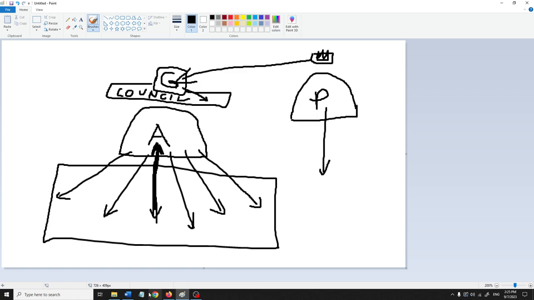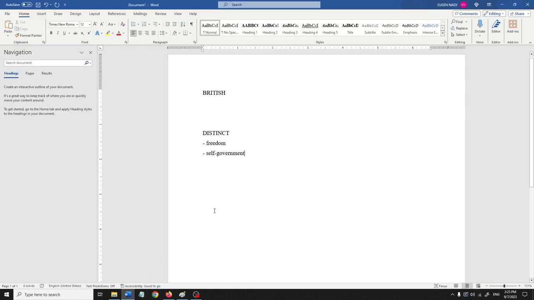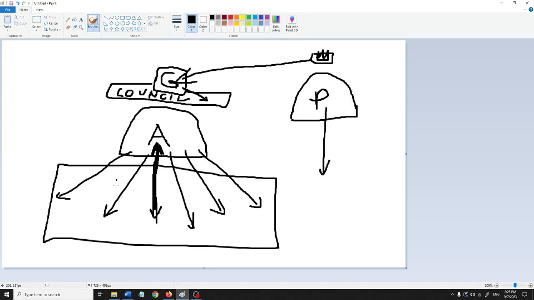So they had these institutions of self-government that allowed them to self-govern, and this assembly was also the institution that not only passed laws but also had the right to collect, and did collect, taxes from the population of the colony.